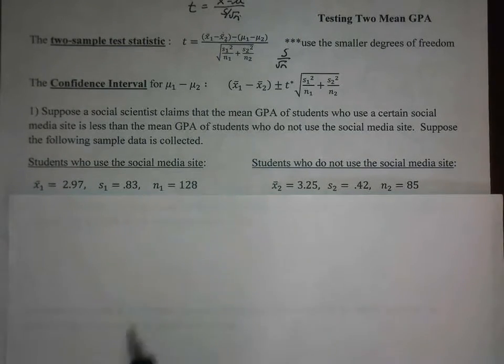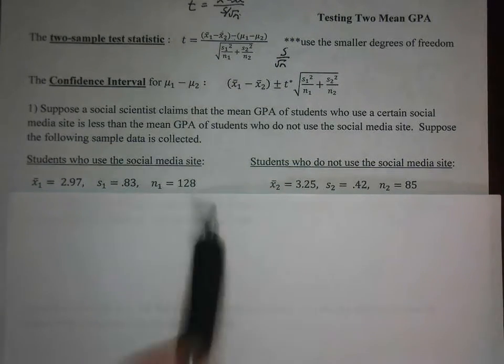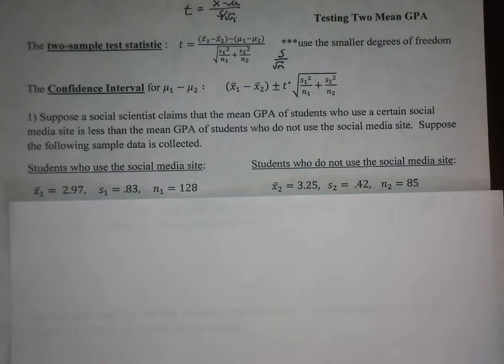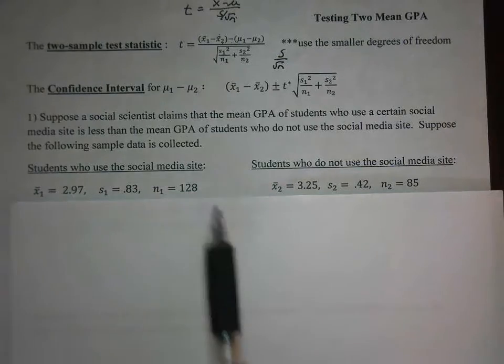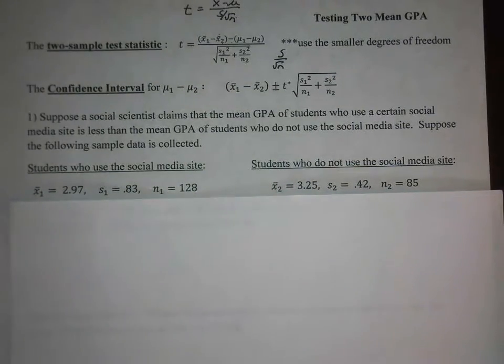Now I will point out that with these comparisons of two means, these are independent of each other. Each of these groups is independent of each other. Basically you either use the site or you don't, so there is no overlap in answers. An individual could not belong in each sample. They're either in one or the other.